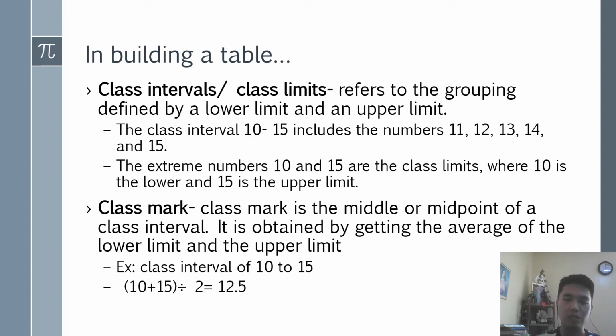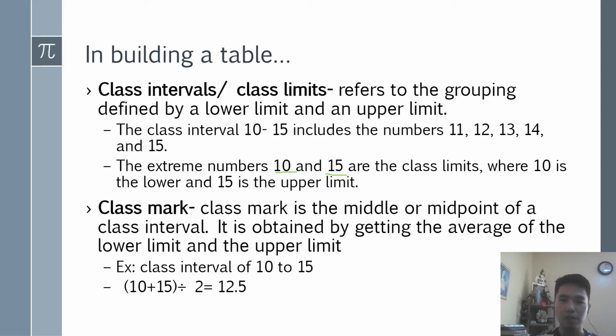When you say class intervals or class limits, this refers to the groupings defined by the lower limit or the lowest value and the upper limit or the highest value. So the class interval of 10 to 15 would include the numbers 11, 12, 13, 14, and 15. The class intervals or class limits are known as the extremes. The extreme numbers are 10 and, of course, 15. The lower extreme limit is 10 and 15 is the upper or the highest limit.